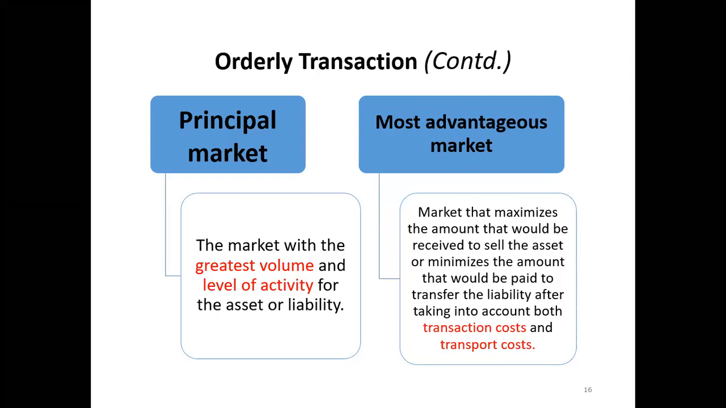So therefore, in simple words, the market that gives you the highest net proceed for a particular asset is going to be the most advantageous market. Out of the two markets, the wholesale market and the export market, you need to look at the net proceed. The market which gives you the highest net proceed is what we call the most advantageous market. Then once you identify the most advantageous market, you need to work out the fair value.